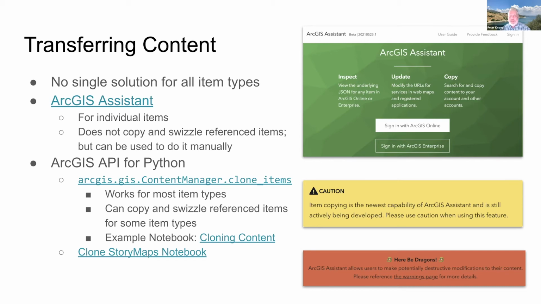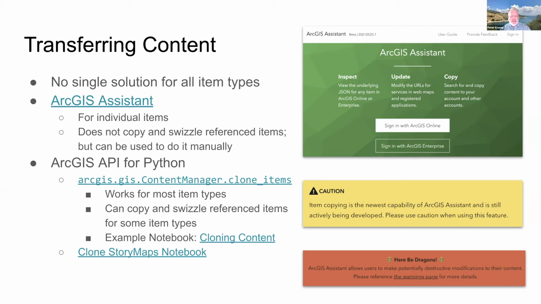So in that last example, I could copy the web map, I could copy the first feature layer, I could copy the second feature layer, all with ArcGIS Assistant, and then go back in ArcGIS Assistant and edit the web map to swizzle it to point to those new copies of the map layers. The other option is the ArcGIS API for Python. The clone items method is very powerful. It works for most item types, and it can copy and swizzle referenced items for some item types. So I could use it to make a copy of that web map and have it copy those two feature layers as well. And there's a nice example notebook for cloning content. There's some good examples in there.